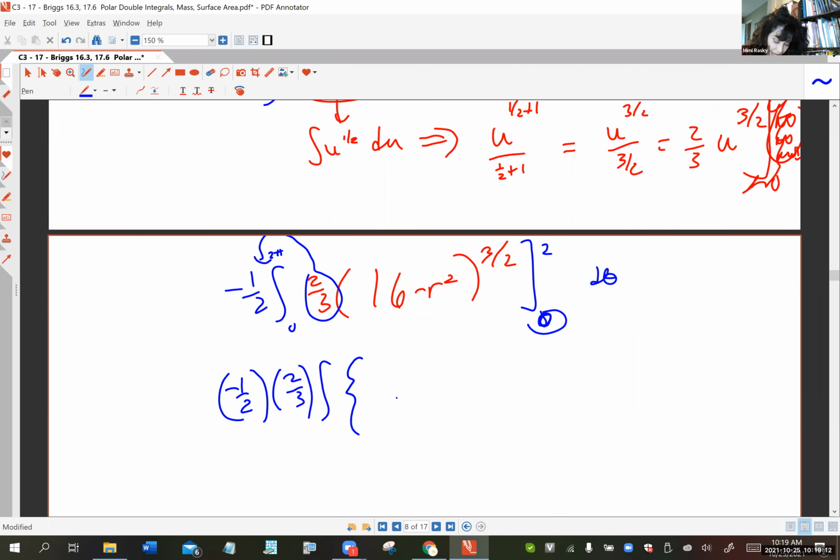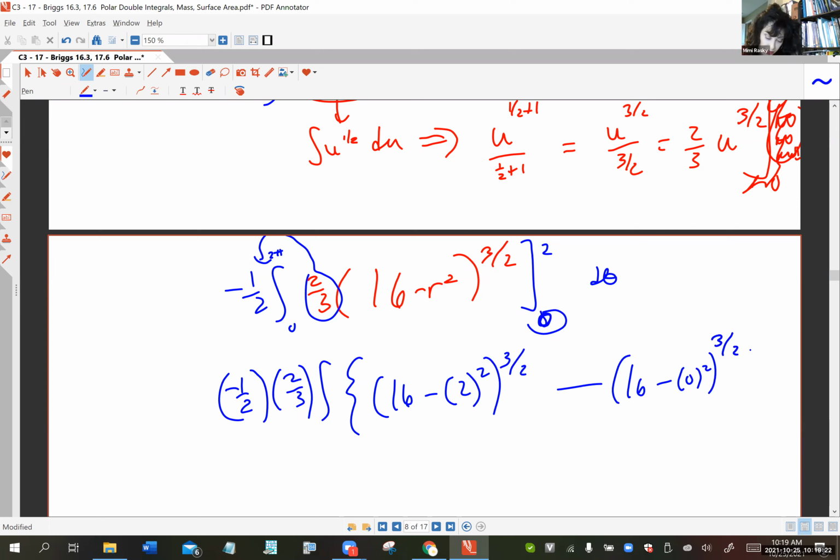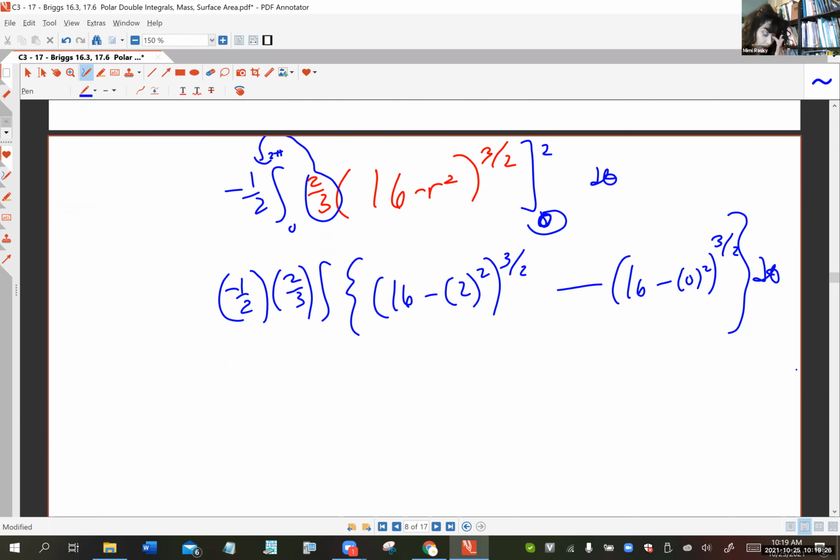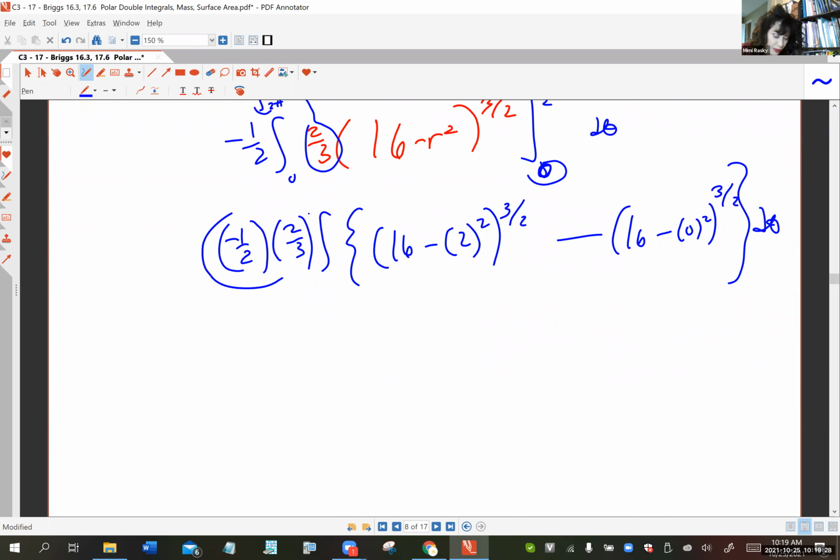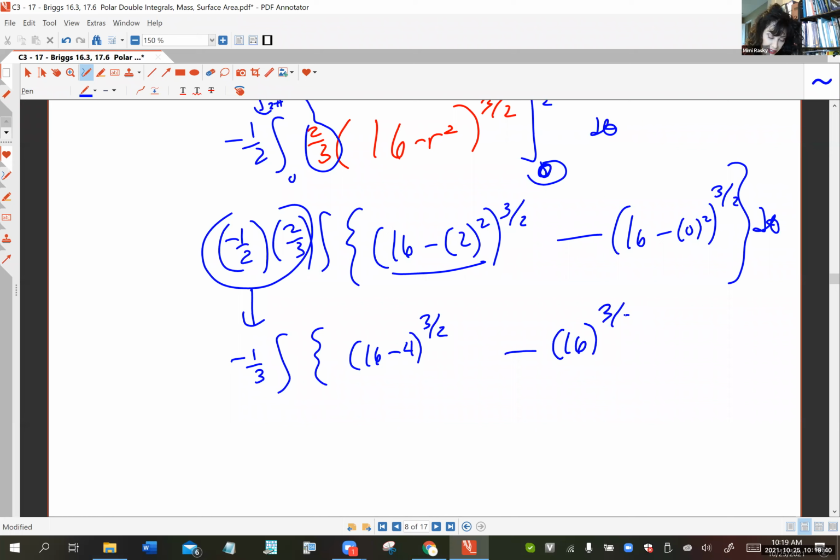So now what I have is 16 minus the upper limit squared to the 3/2 minus 16 minus the lower limit, which is 0, that whole thing to the 3/2. So you see how that's definitely not going to be 0 there. I'm going to reduce -1/2 times 2/3 to -1/3. Here we have 16 minus 4 to the 3 halves minus 16 to the 3 halves.